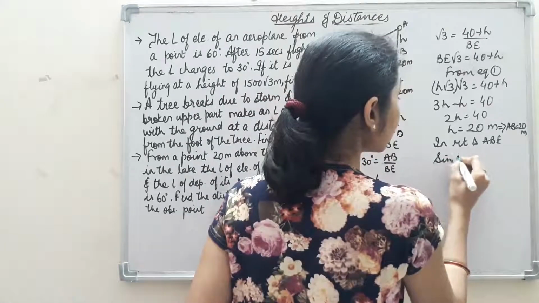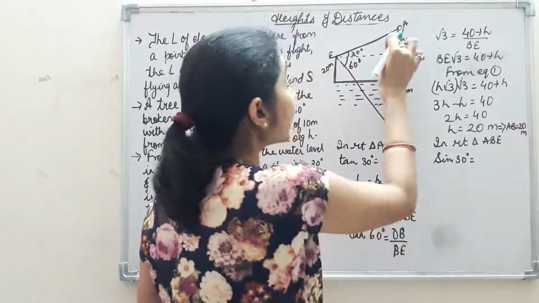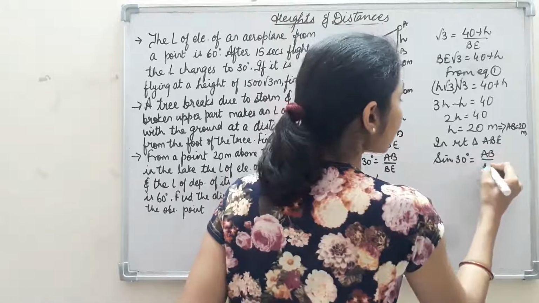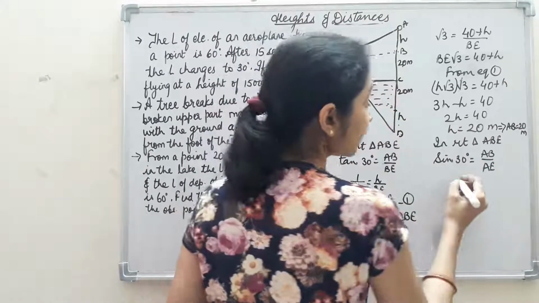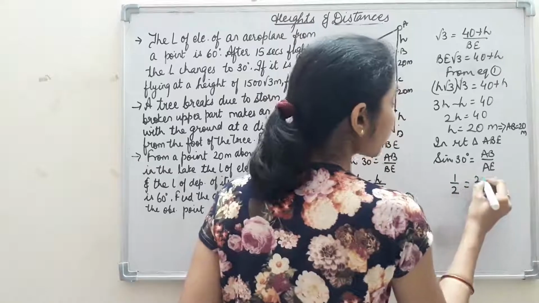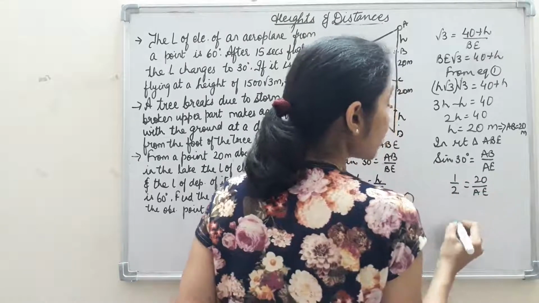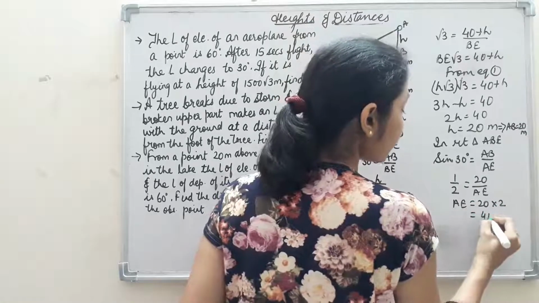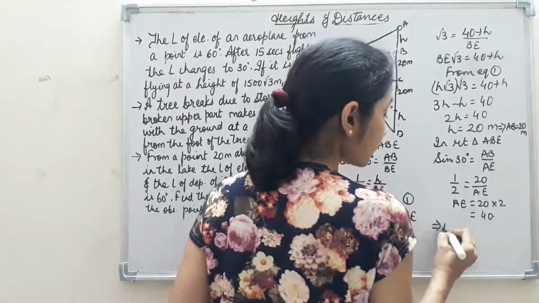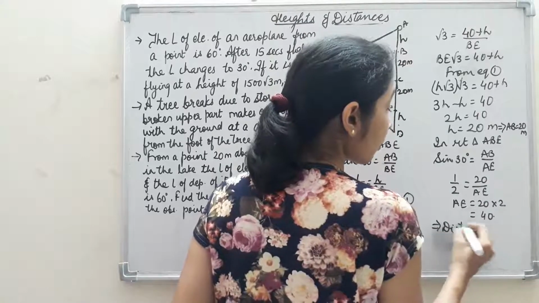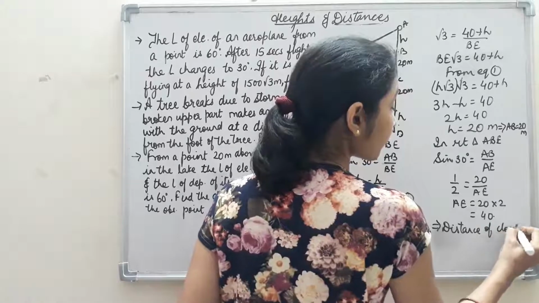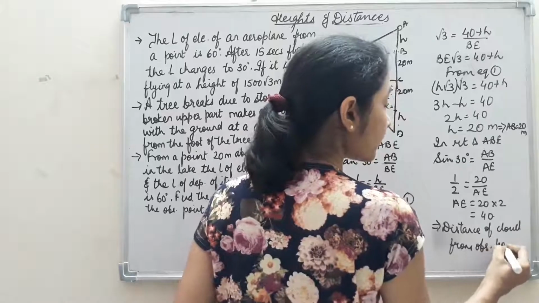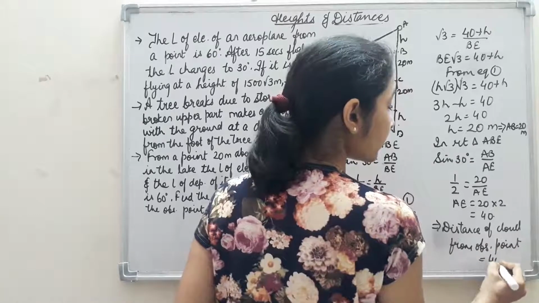Sine. So sine 30 degree is equal to AB upon AE. Now sine 30 degree is equal to 1 upon 2, AB is equal to 20, and AE we need to find. So AE is equal to 20 into 2, and that is equal to 40. This implies that the distance of the cloud from the observation point is equal to 40 meters.